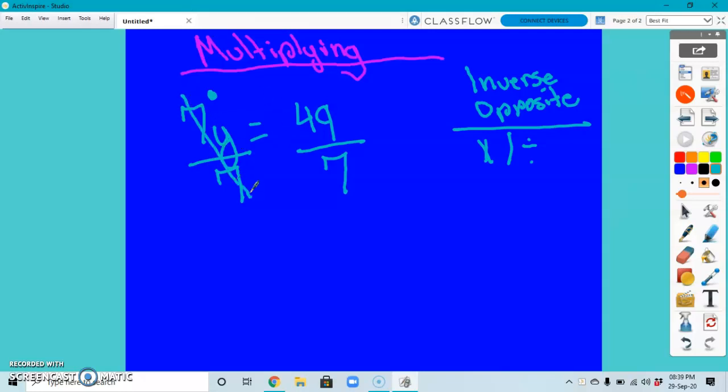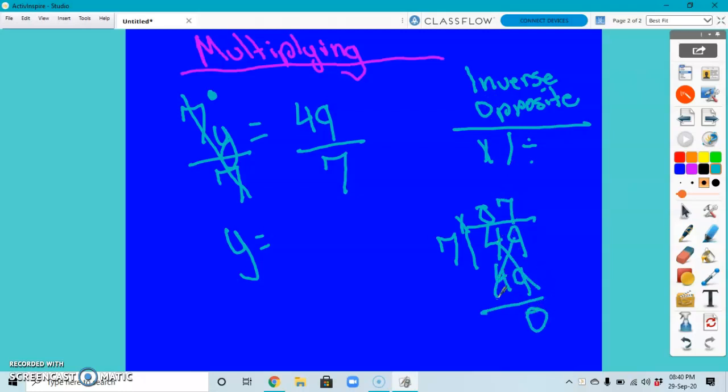Okay, so these two cancel each other out, and we bring y down, and now we divide 49 by 7. You can either do the box form. 7 does not go into 4, but 7 does go into 49. 7, 14, 21, 28, 35, 42, 49. So your answer is 7.